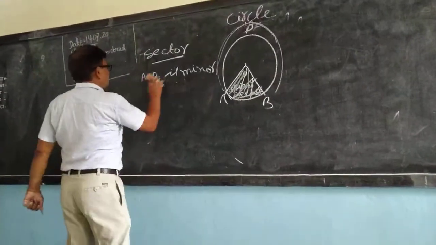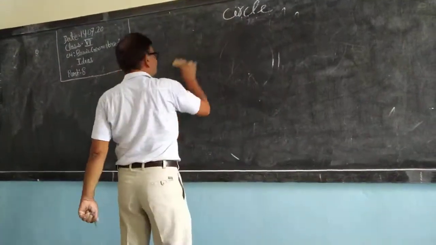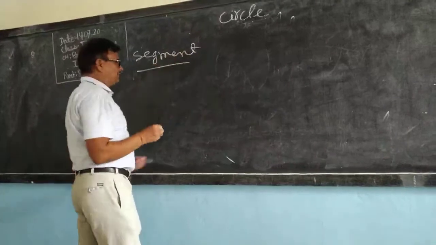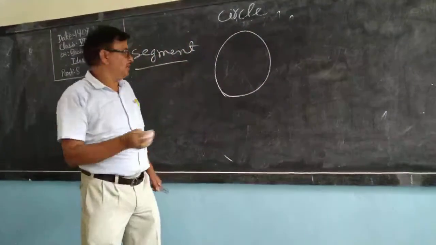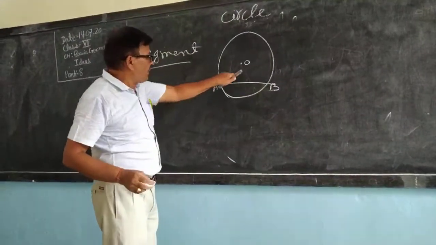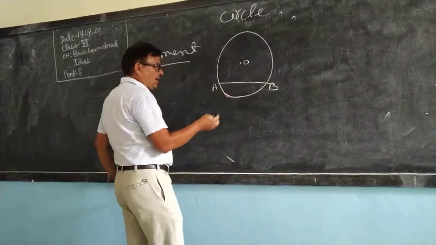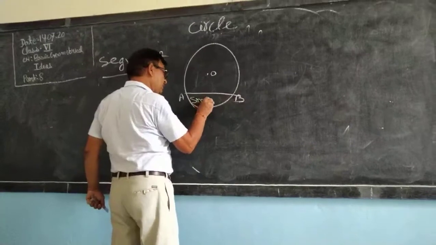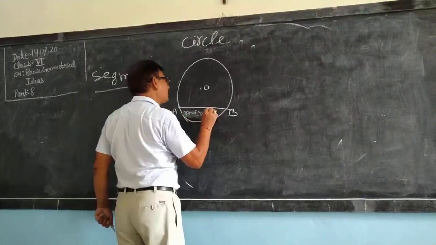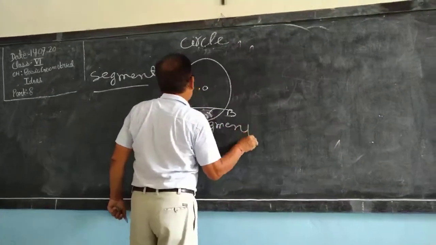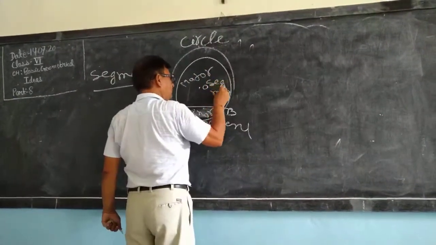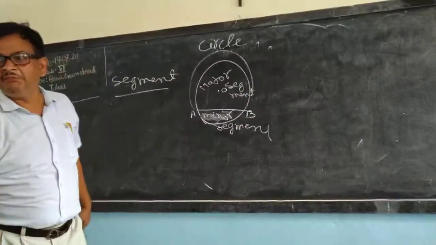Now, segment. What is a segment? Circle is there. It is your circle, and this one is the center. AB is a line which does not pass through the center. So this is called a segment. This is called a small segment, small means minor. Minor segment. And this is called the major segment. Clear? Minor and major segments are clear.